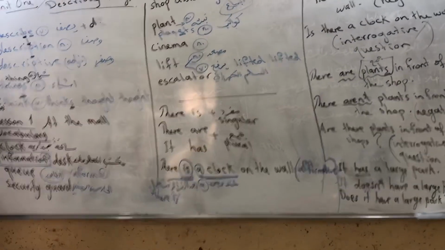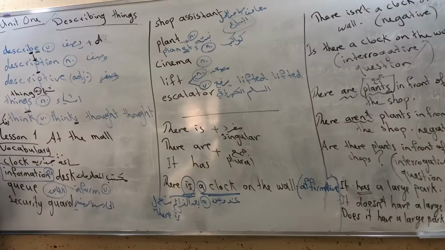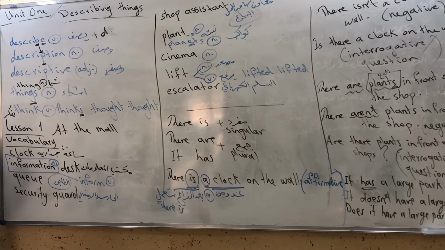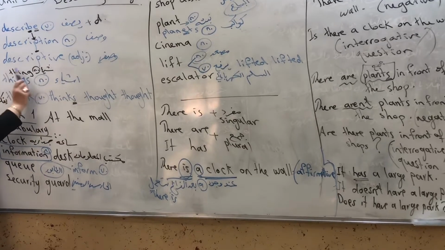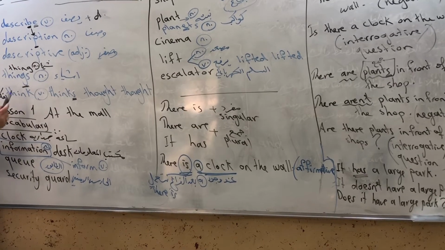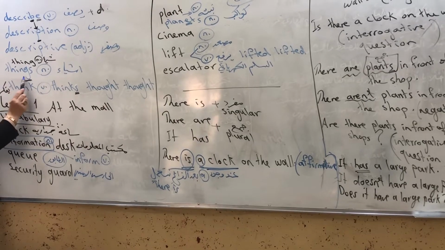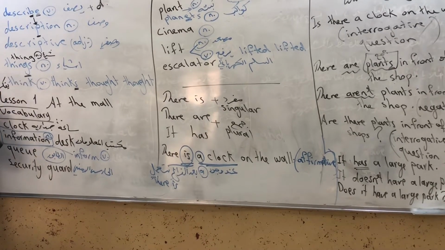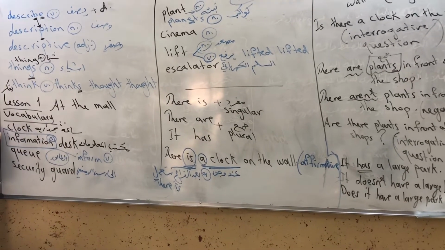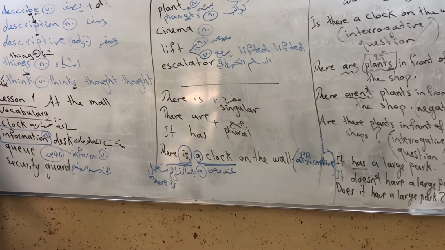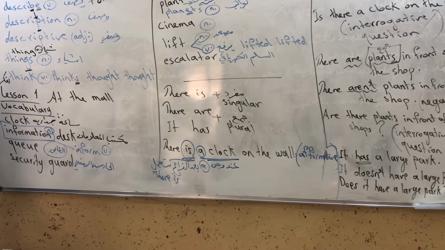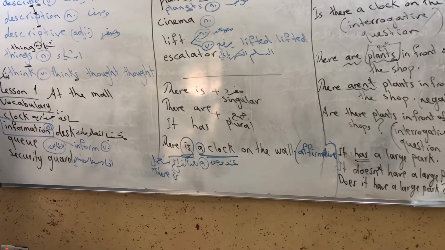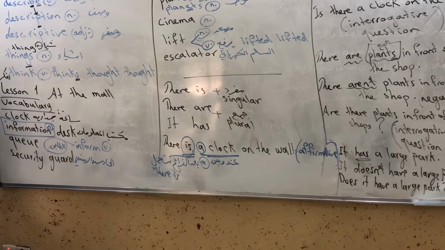Now again the vocabulary that we have in this lesson is number 1 when we have the title of the topic, the name of the unit، اسم اليونت اللي هو describing things. So we have describe verb يصف، description noun، descriptive is the adjective، thing بمعنى شيء، نضيف لها جمع بالـs تصير things أشياء. Think بمعنى يفكر. Things we add s as the third person singular. The past is thought, past participle also thought. So we have think, things, thought, thought.